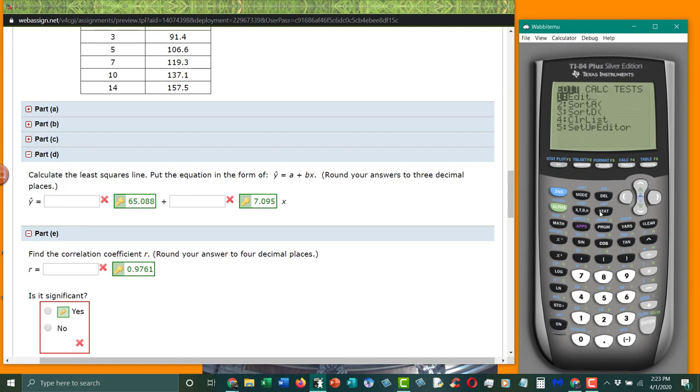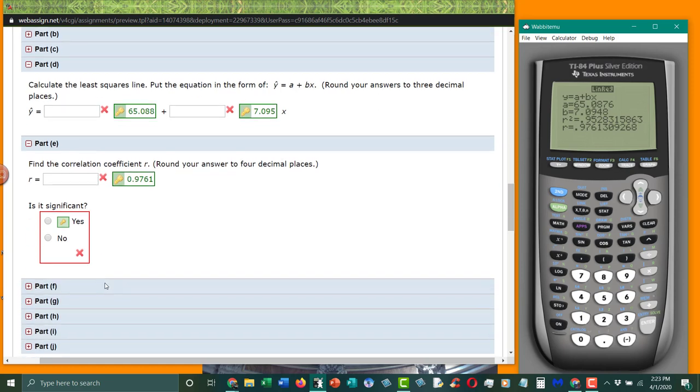So if I go to stat, calc, go back down to number 8, and this is all the same, nothing's changed. I go back to calculate. It now gives me more information. It gives me my R squared and my R. My R is the coefficient that they're looking for. So that's why we need that. We need to turn diagnostic on to get R. All right, so that's the value there.